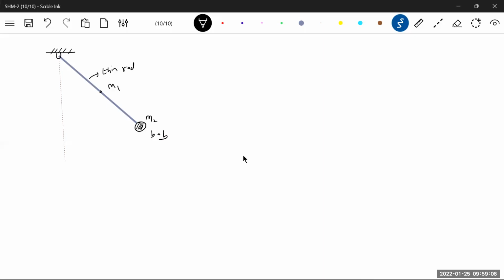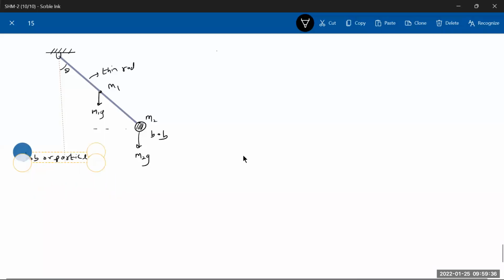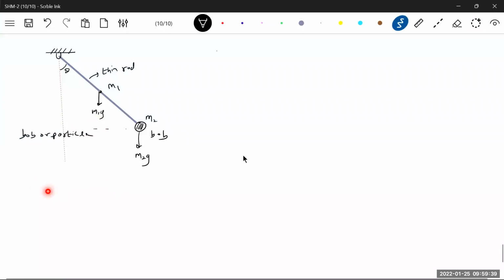Again, the method will be the same. Just stick on to the weight. This will act as mg, the weight of the thin rod, and the weight of the bob. As I said, it's a bob, so for moment of inertia, this will become like a particle. Bob or particle, both are the same.